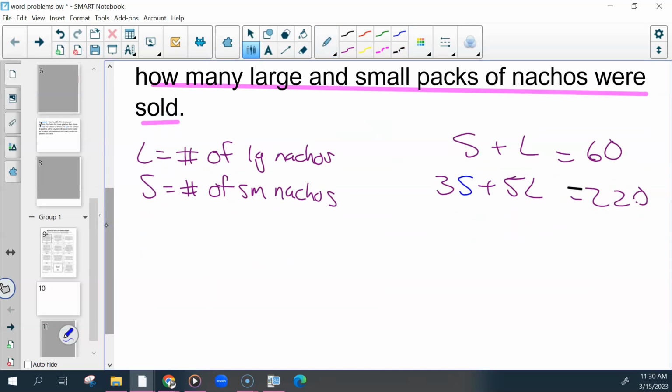But in order to do that, we need X and Y variables instead of S and L. So we're going to change these. Does not matter which one you change to whatever. Just be consistent. So if you change one S to be X, the other S has to be X, and vice versa. So I'm going to rewrite those.